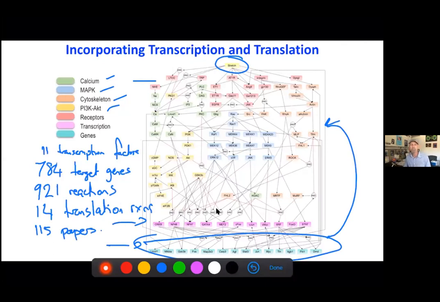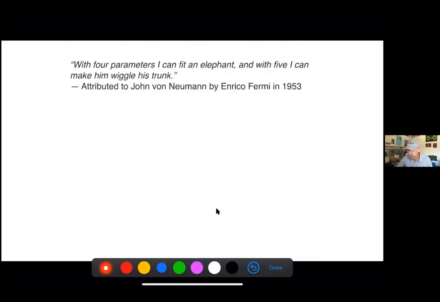So we made this network model, and we implemented this network model as a system of ordinary differential equations. And in case you're wondering, with a model that massive, I must be able to make anything work, right? As von Neumann was quoted by Fermi as saying, with 4 parameters, I can fit an elephant, and with 5, I can make him wiggle his trunk.